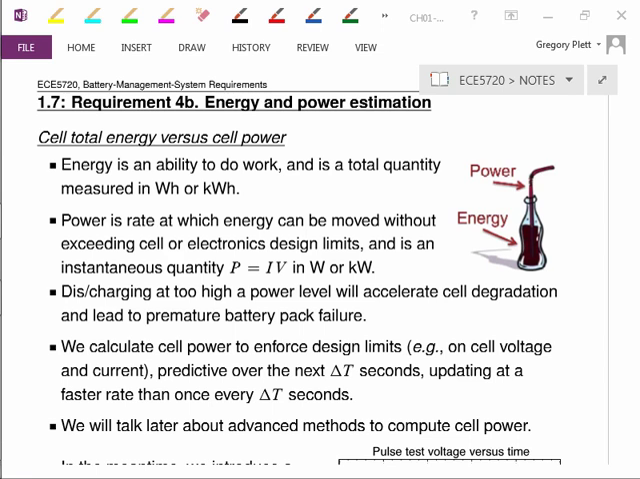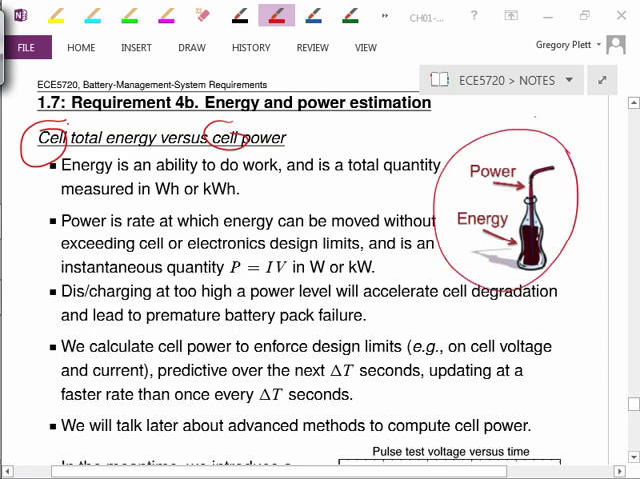We begin by thinking about energy versus power, and we're going to start at the cell level, not at the pack level. So cell total energy versus cell power. And this graphic may be helpful to you. I thought it was kind of fun and helpful to me in thinking about energy versus power. It's the Slurpee versus the straw, if you will, and energy is the Slurpee and power is the straw.